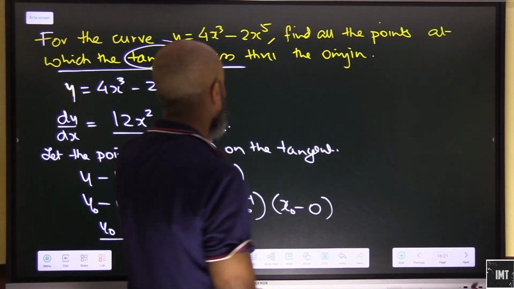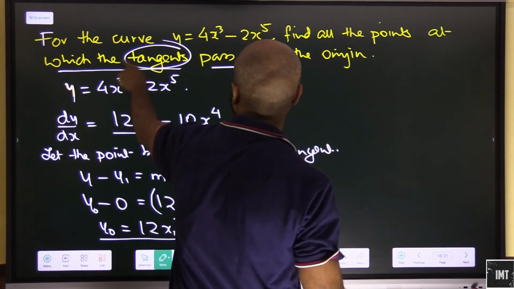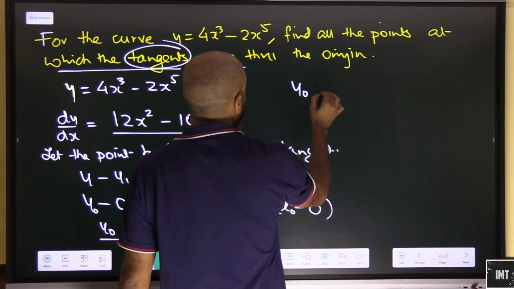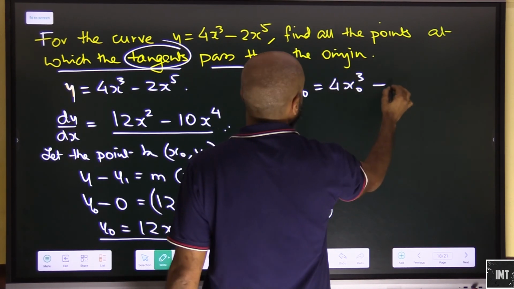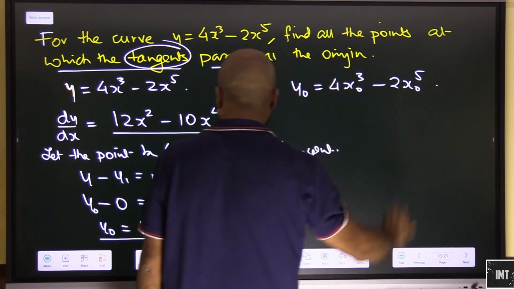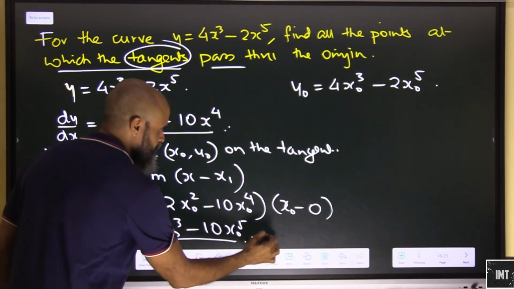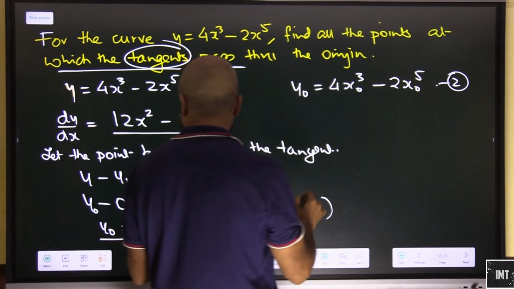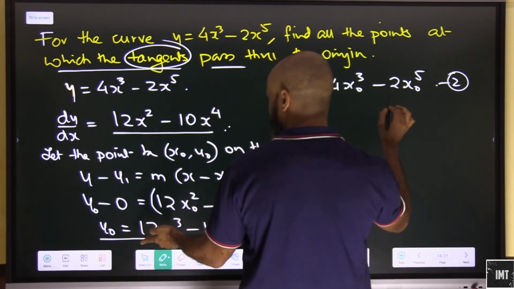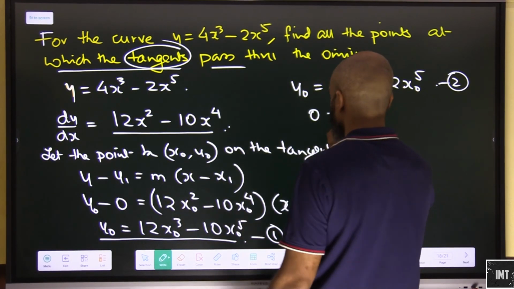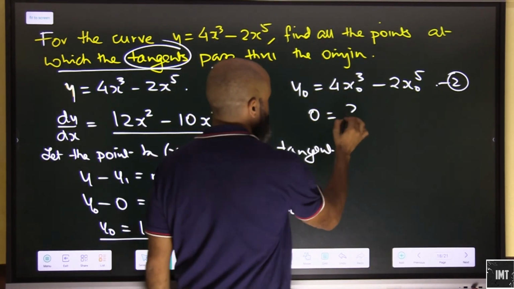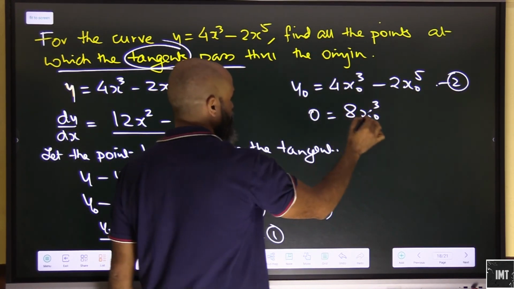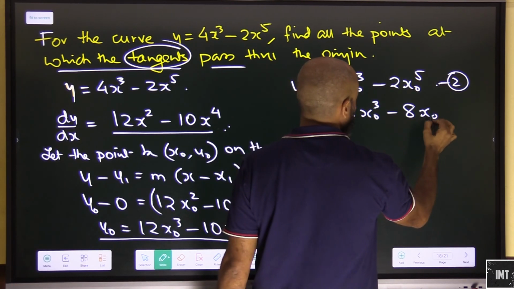Now since the point lies on the curve, this will be fulfilled as well. So we will have y naught is equal to 4x naught cube minus 2x naught raised to 5. If we consider this to be equation 1 and this to be equation 2, and subtract one from the other, y naught gets cancelled, we get 0. 12 minus 4 gives 8x naught cube, 10 minus 2 gives minus 8x naught raised to 5.